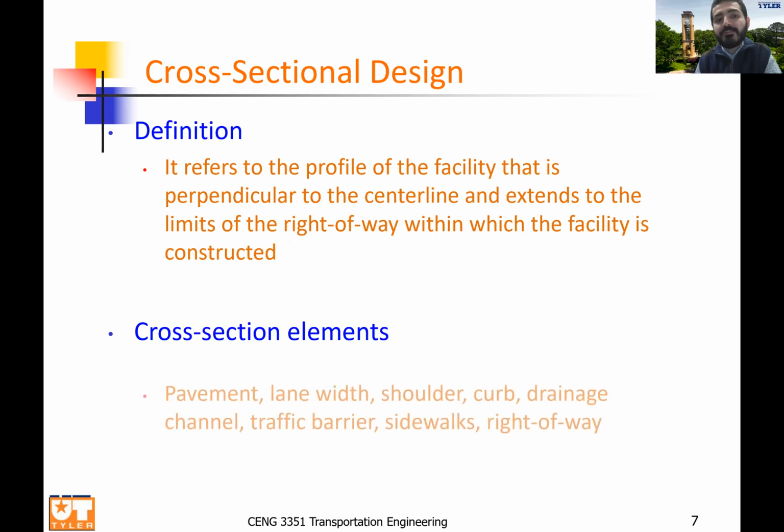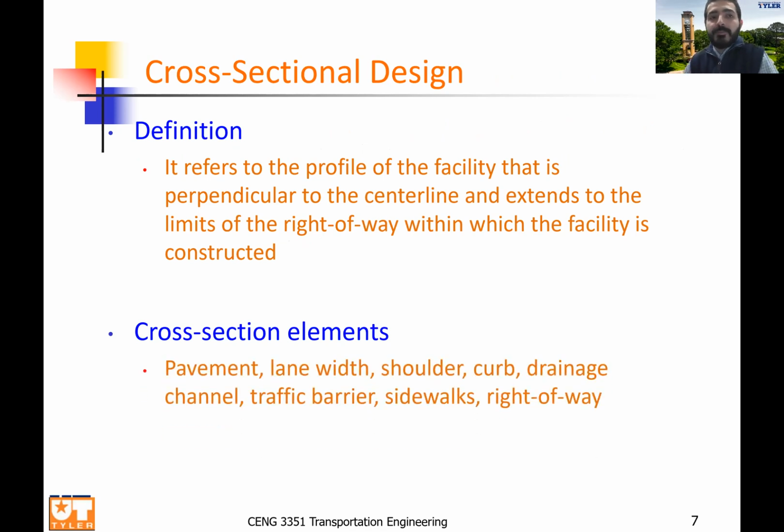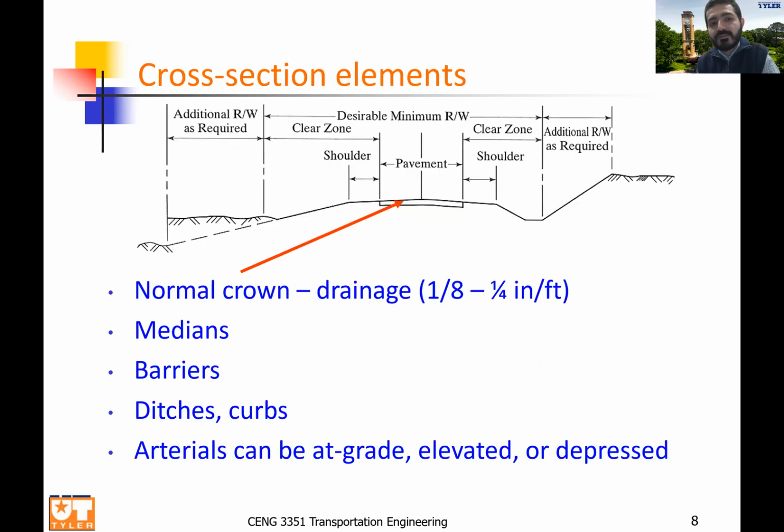All right, so let's define here some parameters that we're going to use. First, as I mentioned to you earlier, as a geometric designer, you need to design the cross section. What do I mean by cross section? Basically, here we're referring to the profile of the facility, which is perpendicular to the center line or the travel direction, and extends, of course, to the limit of the right of way within each facility that is constructed. Let me show you a picture.